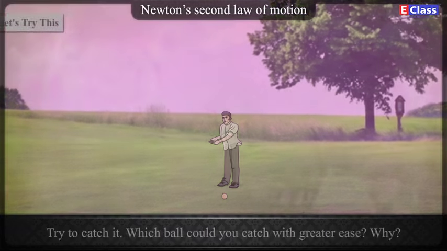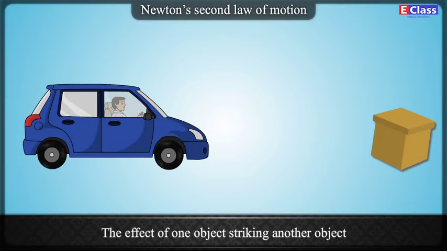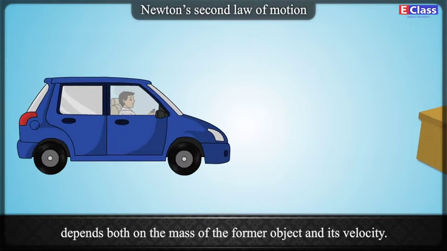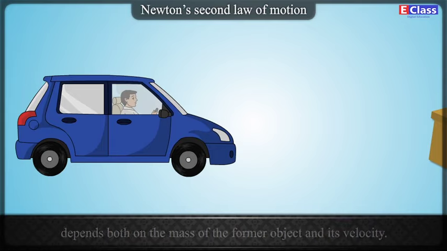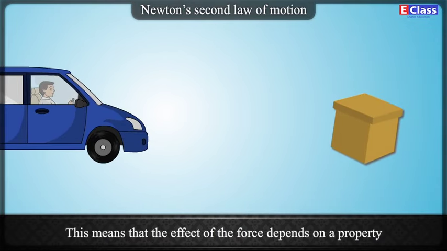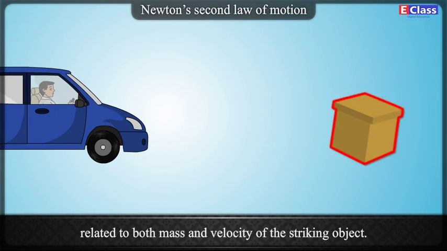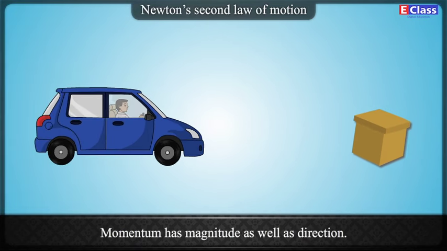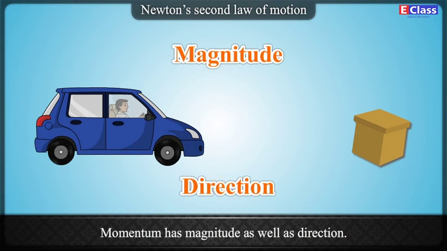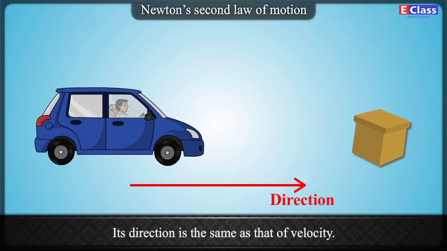Why? The effect of one object striking another object depends both on the mass of the former object and its velocity. This means that the effect of the force depends on a property related to both mass and velocity of the striking object. This property was termed momentum by Newton. Momentum has magnitude as well as direction. Its direction is the same as that of velocity.